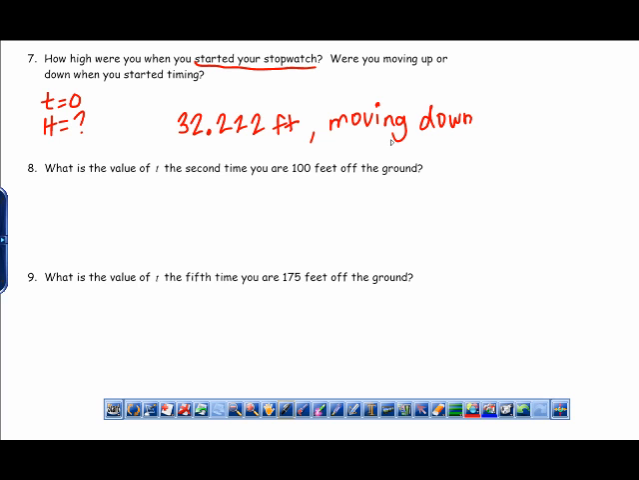And only by looking at the graph can you figure out moving down. You could probably figure it out by looking at the table, but you'd have to look at the values before and after, and determine if you're decreasing or increasing. It's much easier if you just look at the graph.